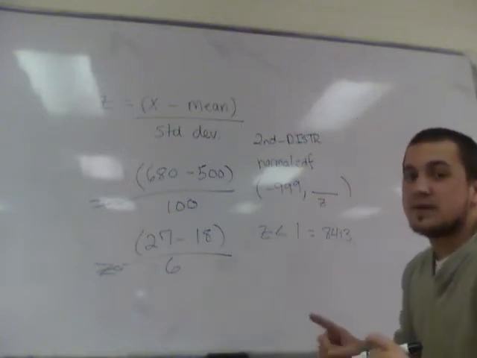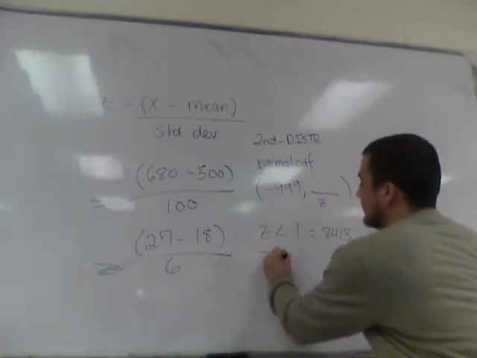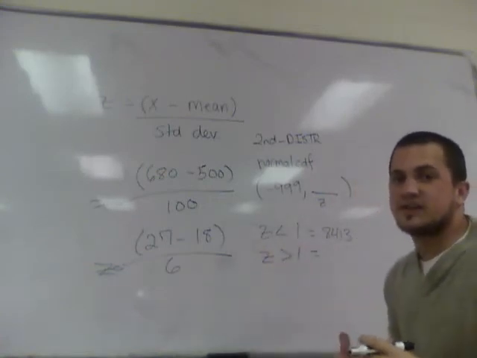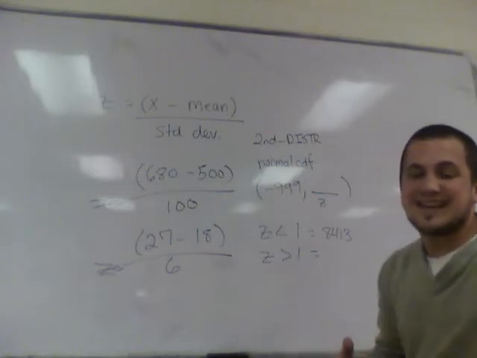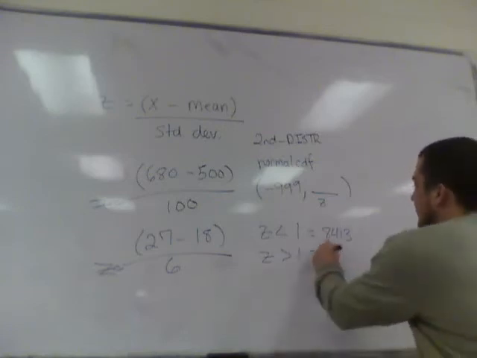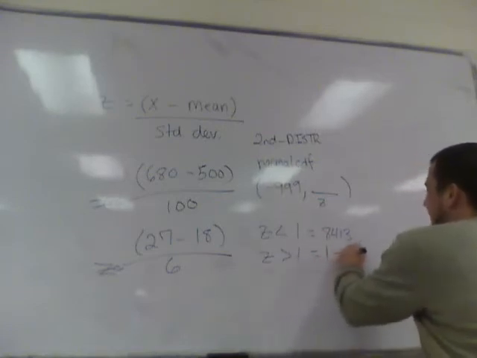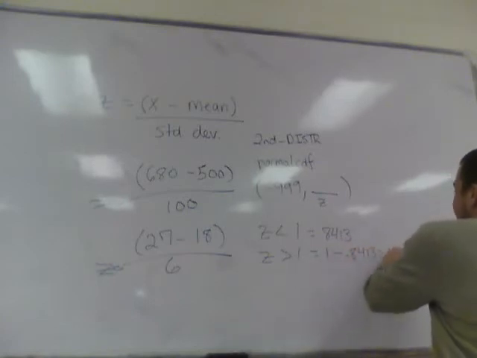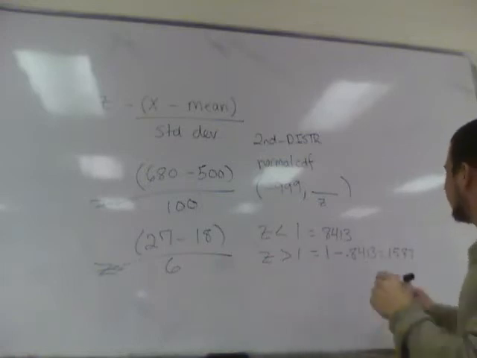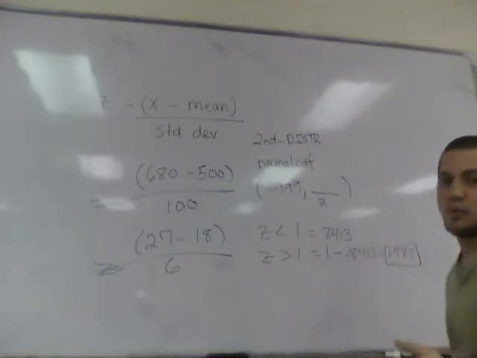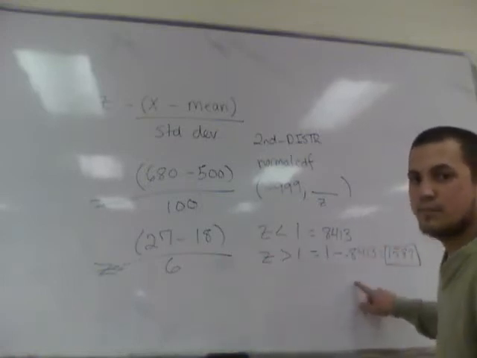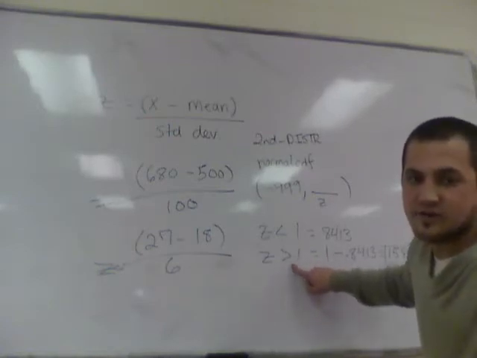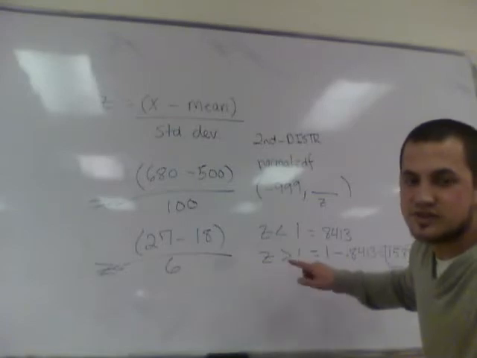But if I want to know how many people scored more than 1 standard deviation above the mean, greater than, then I take the answer that I got in the book and I say 1 minus that. So that shows me that about 15.87, or about 16% of people score above 1 standard deviation above the mean. So the two that are greater than, those are the two that you need to do that for.